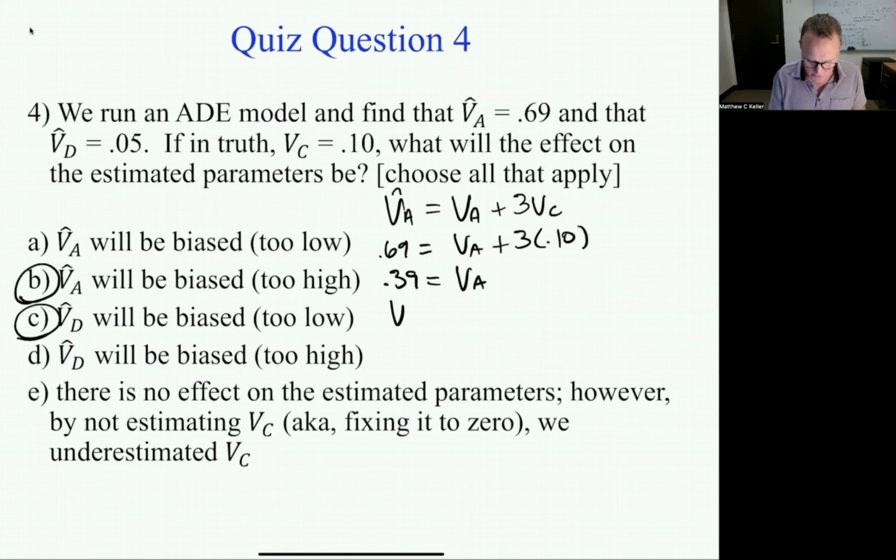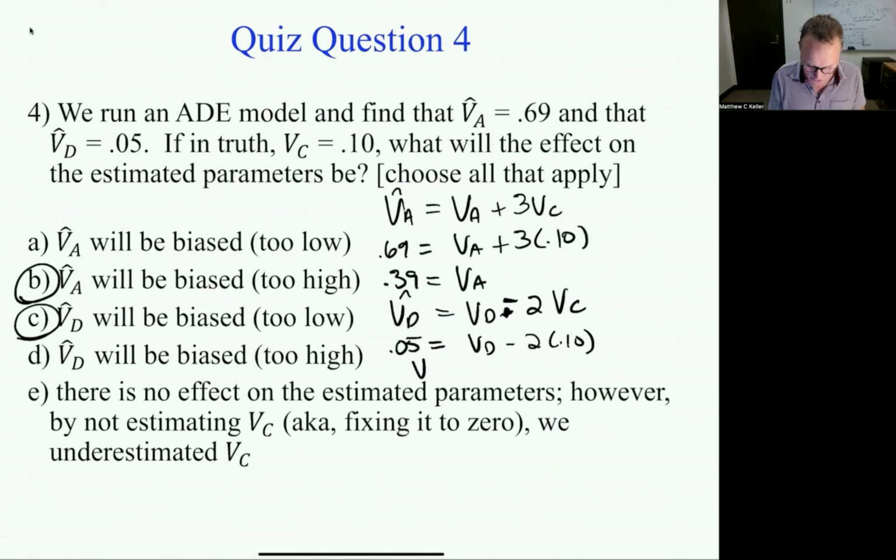You can do the same thing with the estimate of VD. This is equal to VD minus 2 VC. And here we had an estimate of 0.05.